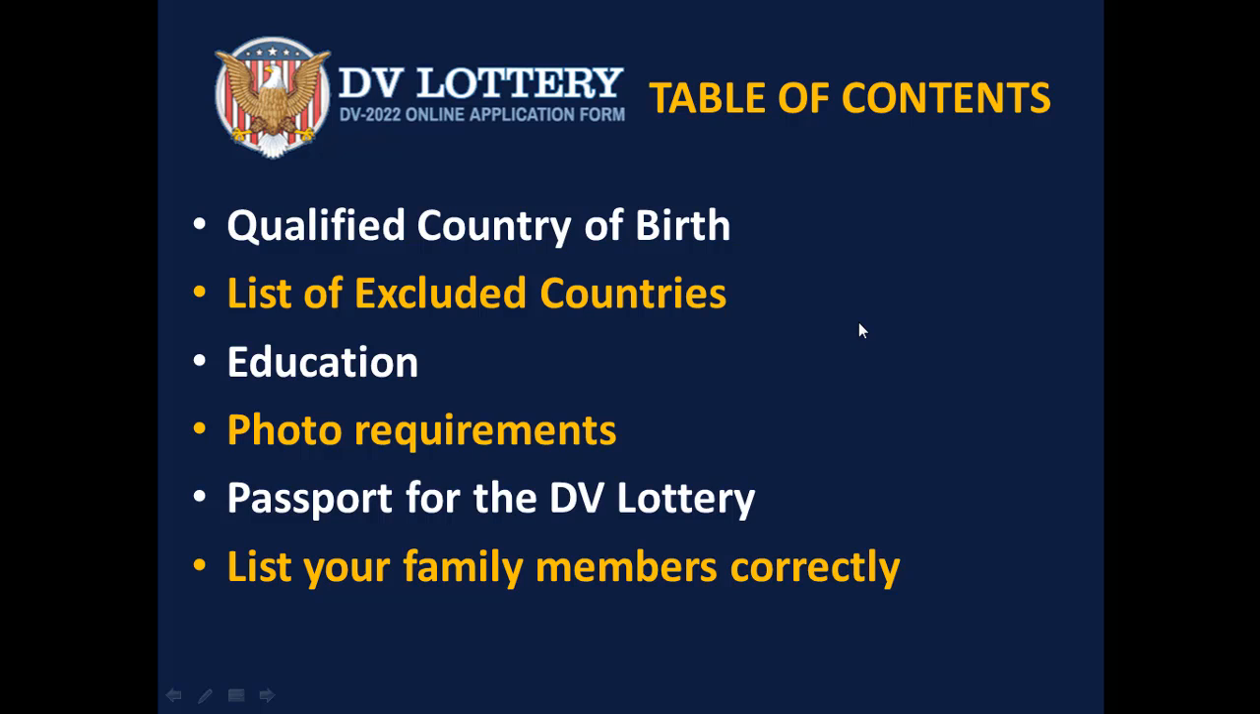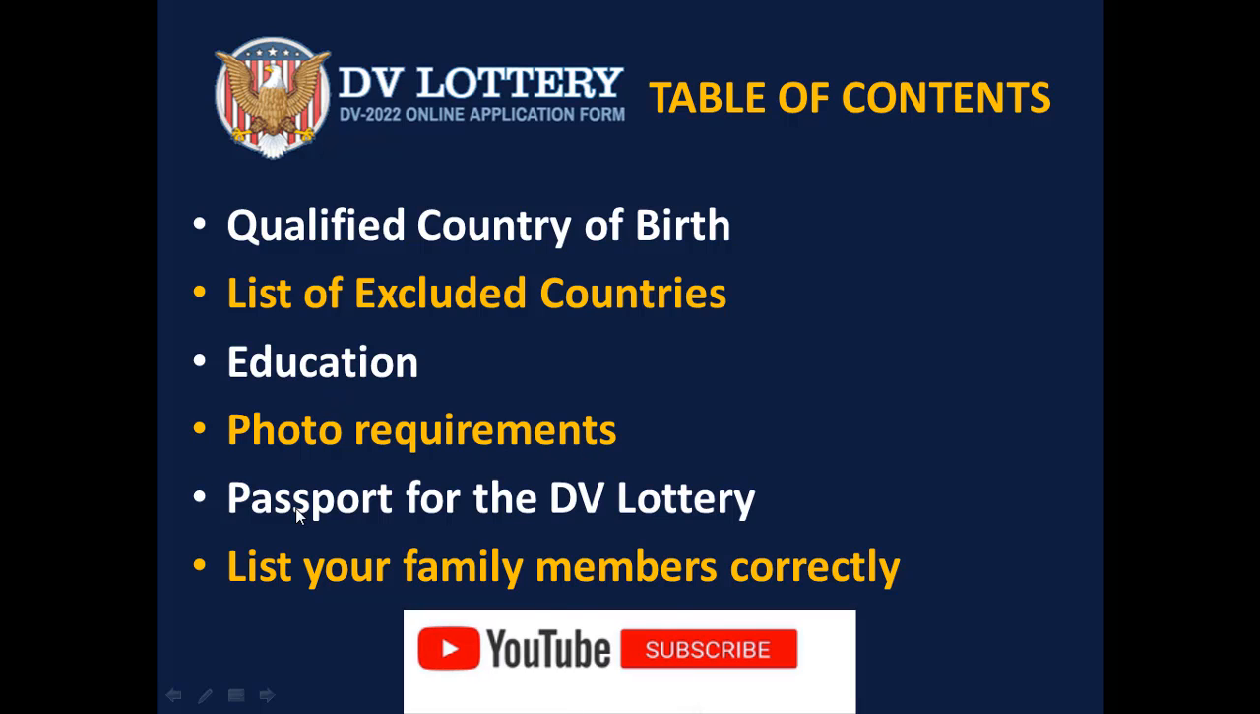So here is a table of contents for the DV lottery requirements. Number first, qualified country of birth, list of excluded countries, education, photo requirements, passport for the DV lottery, and list your family members correctly.